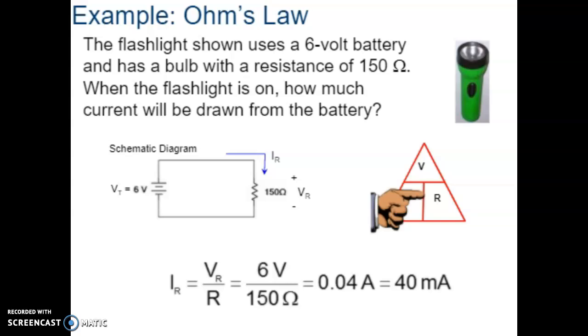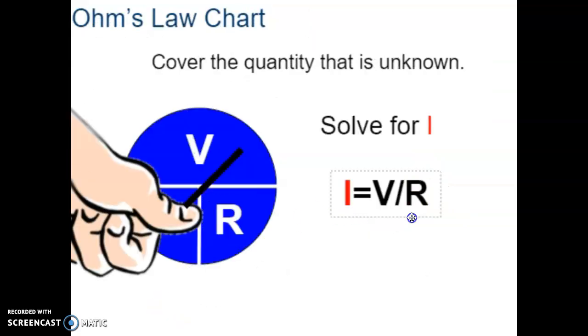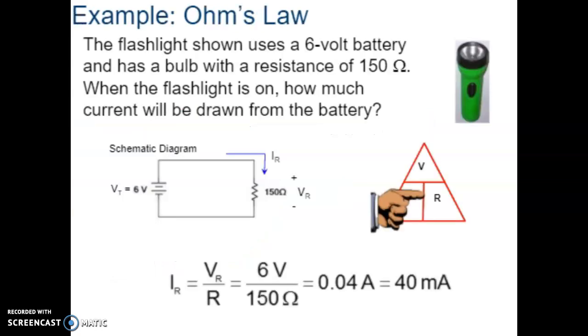So here's an example of Ohm's law. We've got our schematic diagram here. We've got 6 volts, and 150 ohms over here. What we're looking for is amps, or current. So we put I over here, and when we're looking for I, that means we're looking for volts divided by resistance. So we put our volts, which is 6 volts, and divide that by 150 ohms right here. And what we end up with is 0.04 amps.